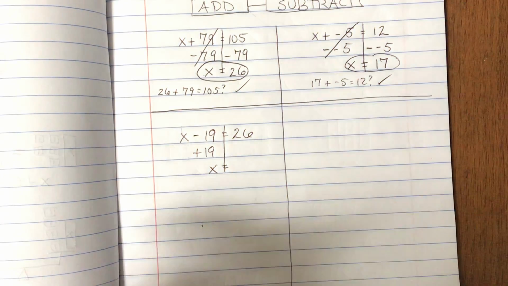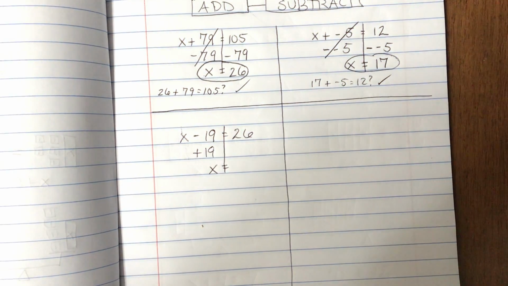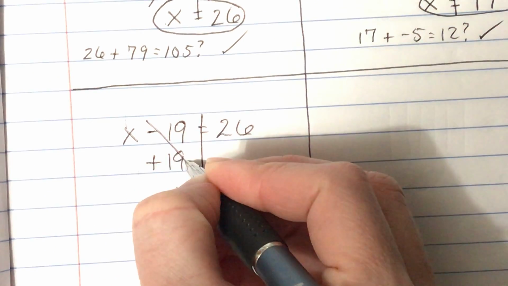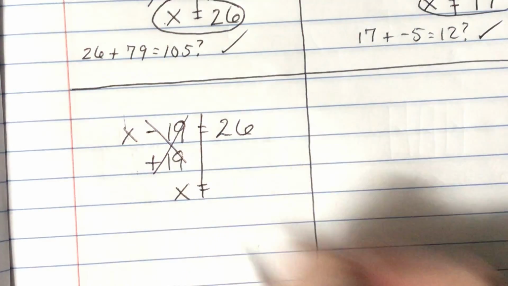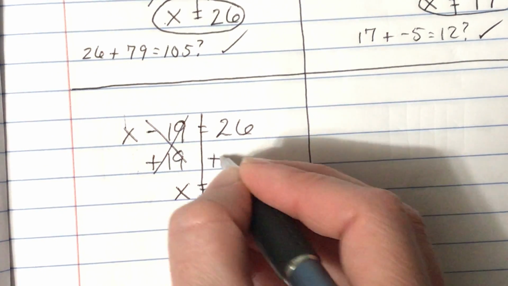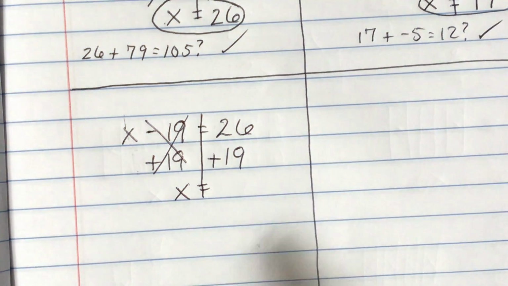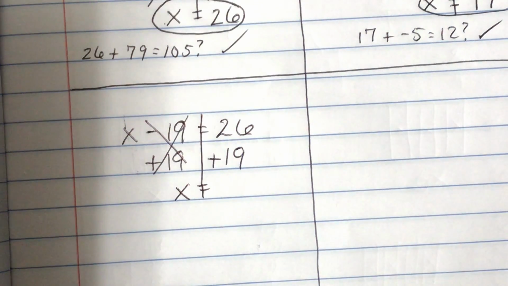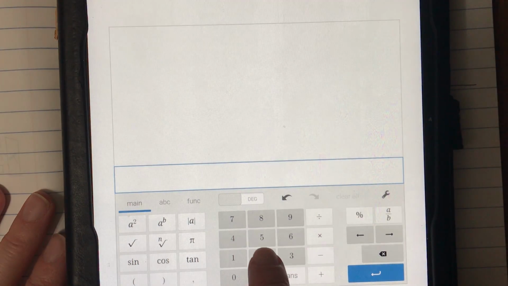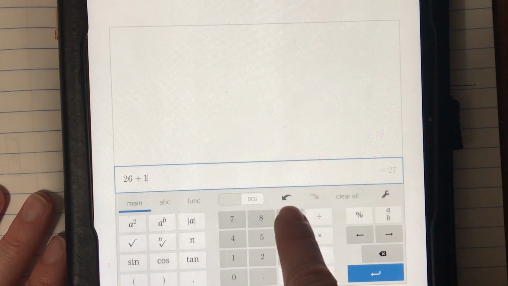And so I'm able, on this side, to mark that out. And that's good because that's going to leave me with just my x. So the minus 19 and the plus 19 get marked out, gone. We're left with x, but if we added 19 to this side, of course, we need to add 19 to this side. So we actually end up adding 26 plus 19. And so again, we can use our calculator, should we so choose, 26 plus 19, and that equals 45.